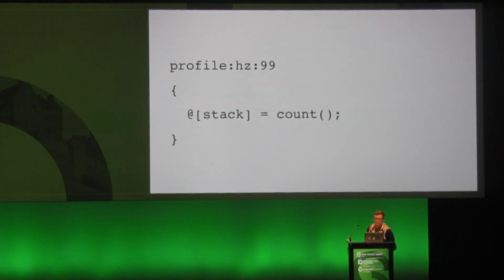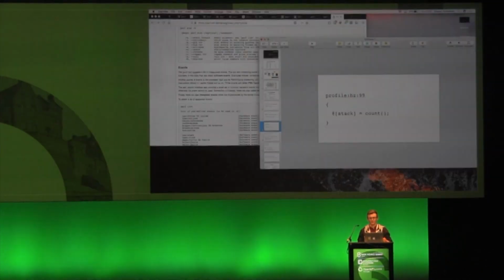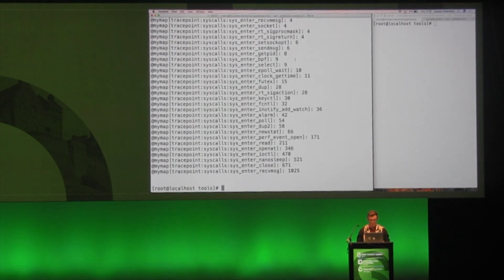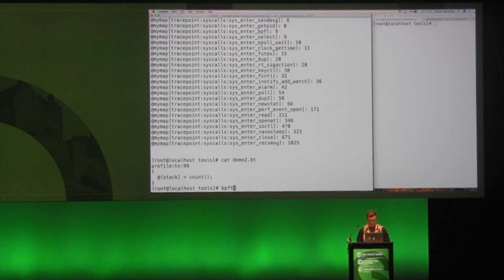Okay, this example shows how to profile with BPFtrace. So we define our probe so that it will fire at a rate of 99 Hz. And then in the body of this, we're just counting how many times we see each stack trace. So this is system-wide profiling of kernel stack traces. I'll just give you an example. I've got that in a file, so I can just run that file.